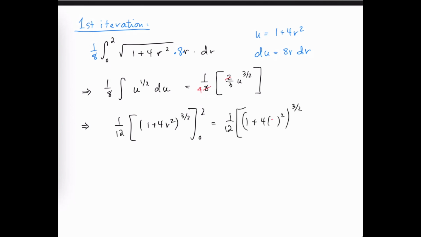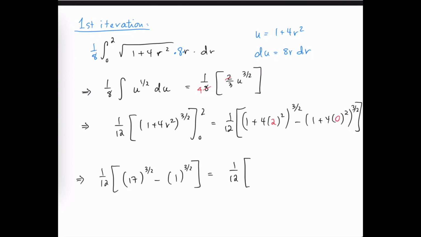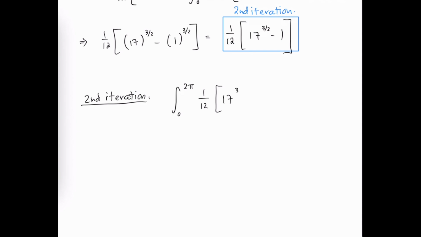So we plug the upper limit of 2 into the antiderivative, and from that we subtract the lower limit of 0 plugged into the antiderivative. And this simplifies down to being 1/12 times 17 to the 3/2 minus 1, a constant. This constant is going to become the integrand in the second iteration. And so we have the integral from 0 to 2 pi of this constant, d theta, and the antiderivative is basically going to be that constant times the angle theta, which is then going to be evaluated from 0 to 2 pi.